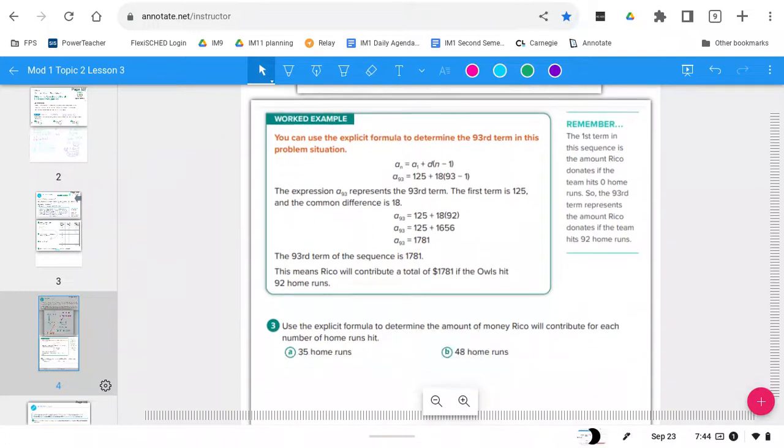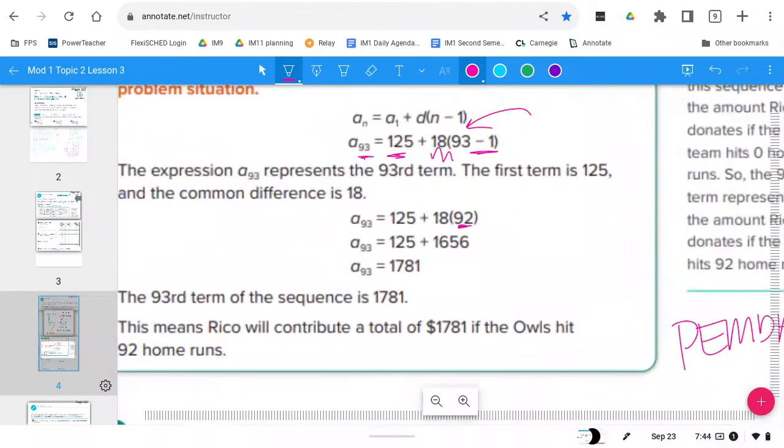Okay, so it says you can use the explicit formula to determine the 93rd term in the problem situation. So you're going to plug in the first term, which was 125, the distance they traveled, which is 18, and we're trying to find the 93rd term. Notice the 93 went in for both of those spots. Okay, in PEMDAS, parentheses comes first. So 93 minus 1 gets 92. Then multiply, because I skip exponent. Next step is multiplication to get 1656. And then the last step we have to do is add them together.